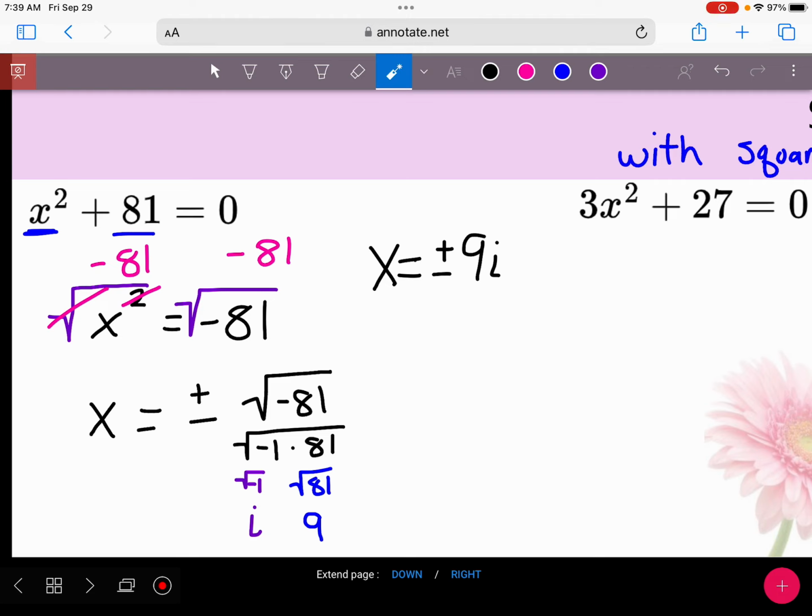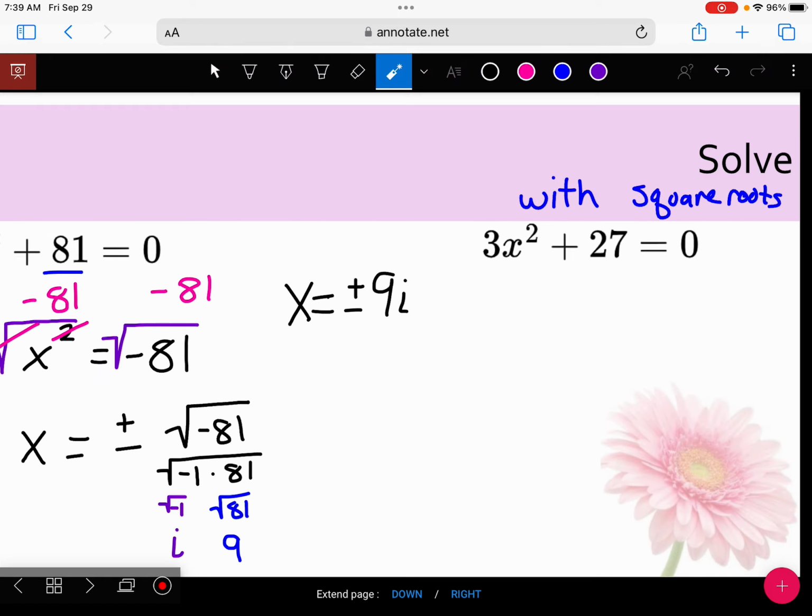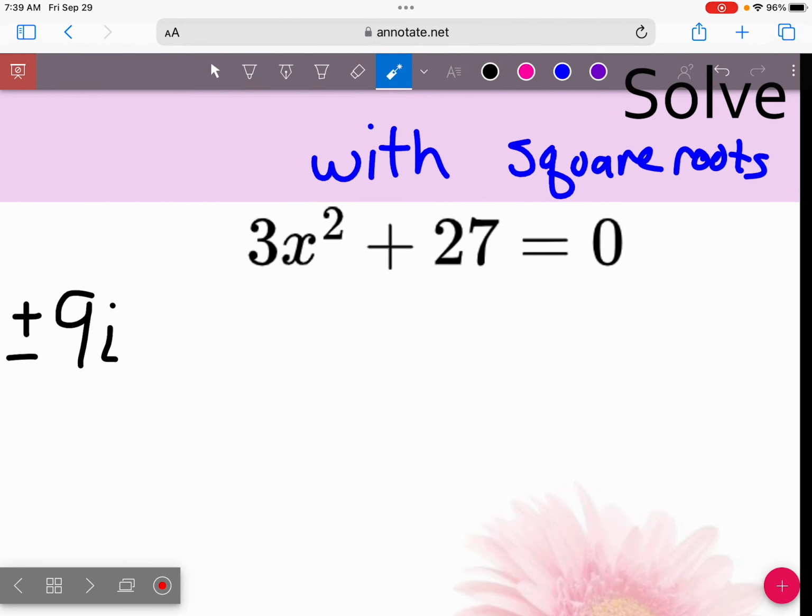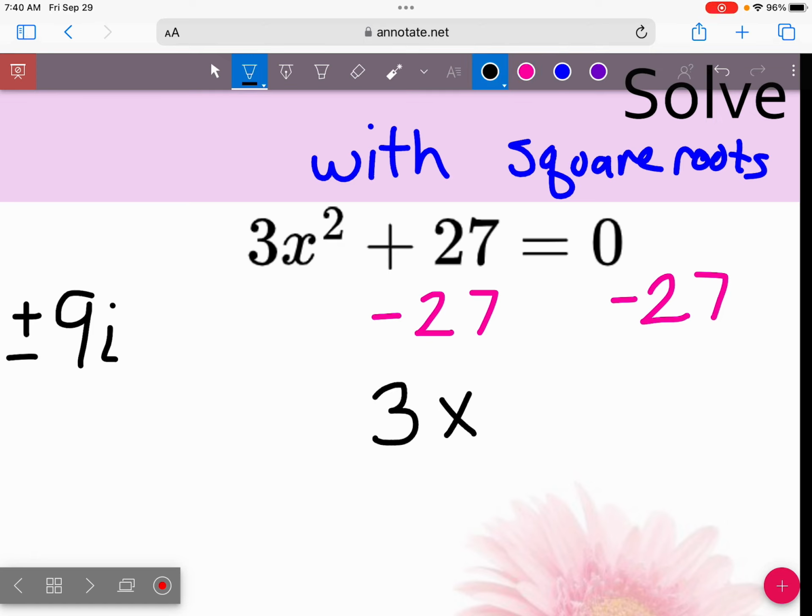Okay, the one on the right-hand side is the same kind of way, but I need to get my x squared by itself first. So to get my x squared by itself, we are going to subtract the 27 from both sides. We're going to have 3x squared equals negative 27.